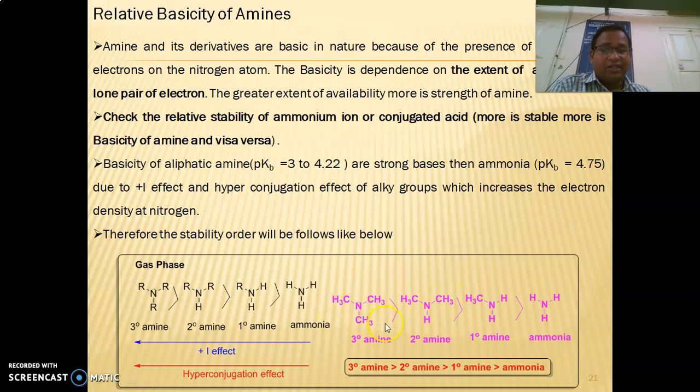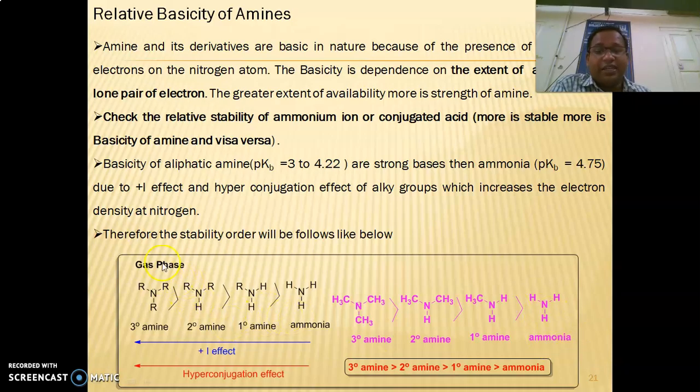In the case of the tertiary amine, nine alpha hydrogen atoms are bonded to the nitrogen, so the hyperconjugation is greater. Whereas in ammonia, there is no hyperconjugation at all, because hydrogen is the least electronegative atom and cannot give electrons to the nitrogen. So the hyperconjugation effect is lesser compared to the tertiary amine. The inductive effect and the hyperconjugation effect together explain the basicity of primary, secondary and tertiary amines.